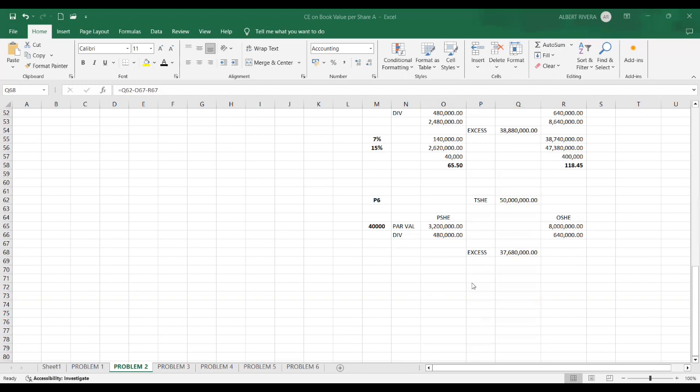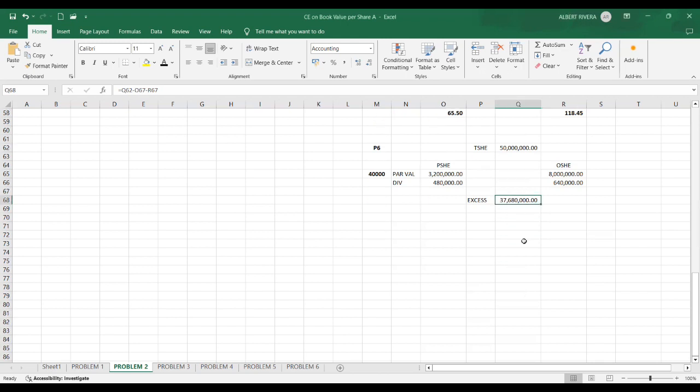Okay. So here, the basis would be the aggregate par value, the basis of allocation. So you will not use the 3.2 million. Babalik ka doon sa 2 million plus 8, 10 million. Okay? So 37.68 divided by 10 million. This is now the allocation factor, 3.768. Okay? So this amount divided by the aggregate par of 10 million, coming from the 2 million par here, plus 8 million par here, that is 10 million.